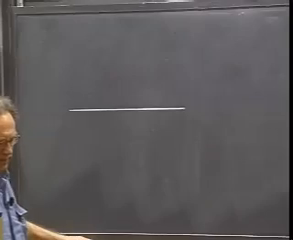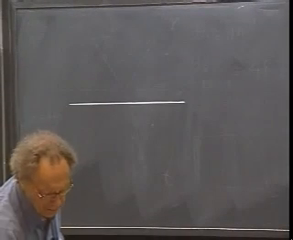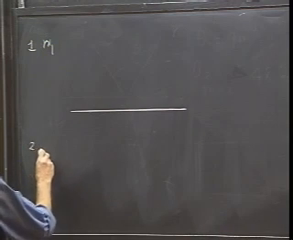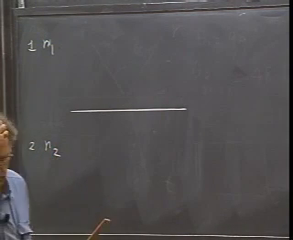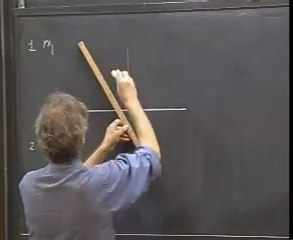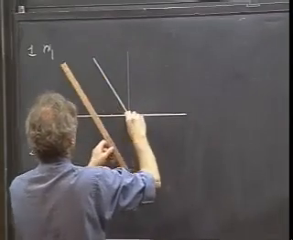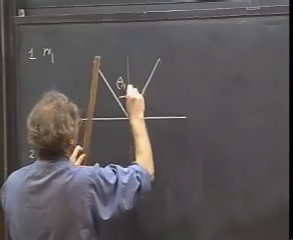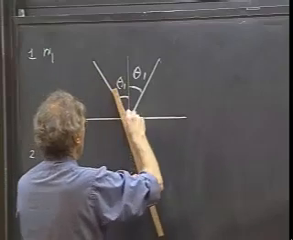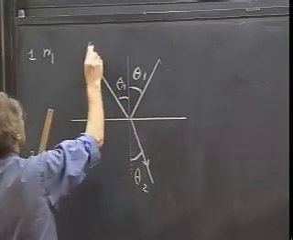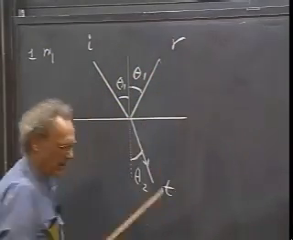So here we have again the transition from one medium to another. So we have here medium 1 with index of refraction n1. And here we have medium number 2 with index of refraction n2. We have incident radiation coming in here. And this angle is theta 1. We have reflected radiation, and this angle is also theta 1. And then we have radiation that goes into this medium, and this angle is theta 2. Incident, reflected, transmitted.